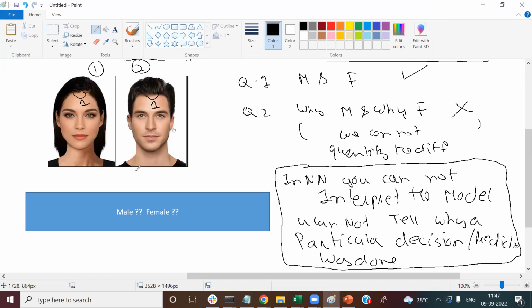If you ask why image 1 is female and image 2 is male, you cannot answer that question. You cannot do feature selection or feature importance. If a decision was taken, why it was taken, that why part cannot be answered in your neural network, because it cannot be answered even by your human brain. Is this point clear to everyone? Everyone, please make a note of this line. These two statements, everyone please note down. You cannot interpret the model.